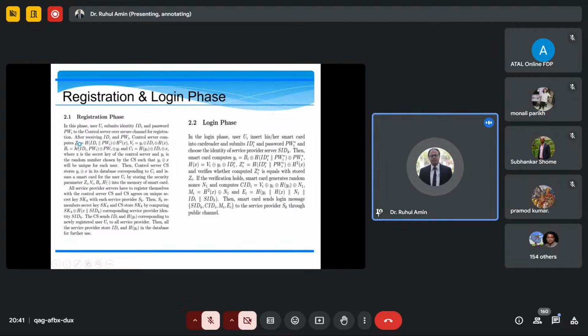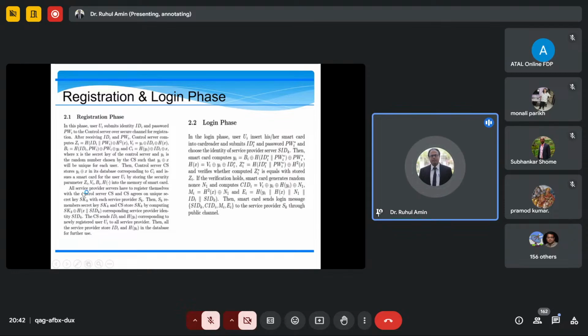So for JDI, they have used a hash value, for example, a hash of the ID and password. They have used some concatenations as well as XOR operations. They have stored some information, and finally you can see that in the user smart card they have stored JDI, VI, BI, and the hash function. That hash function information has also been stored in the memory of the smart card. Okay, so in this way all users can complete their registration process.